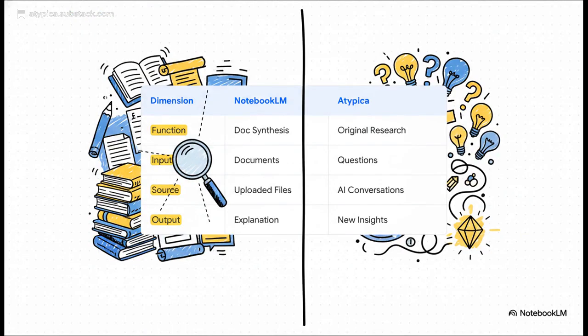This table just lays it all out perfectly. Look at the inputs. NotebookLM needs your documents, your PDFs, your reports. Atypica? It just needs your questions. The knowledge source for NotebookLM is only the files you upload. For Atypica, it's brand new conversations with AI personas. And that means the outputs are worlds apart. NotebookLM gives you an explanation of what you have, while Atypica delivers brand new insights from scratch.